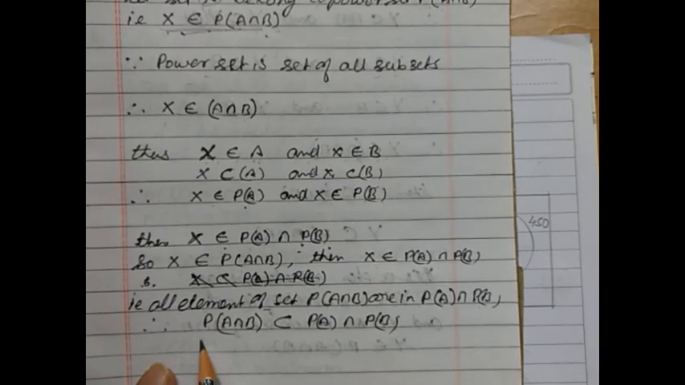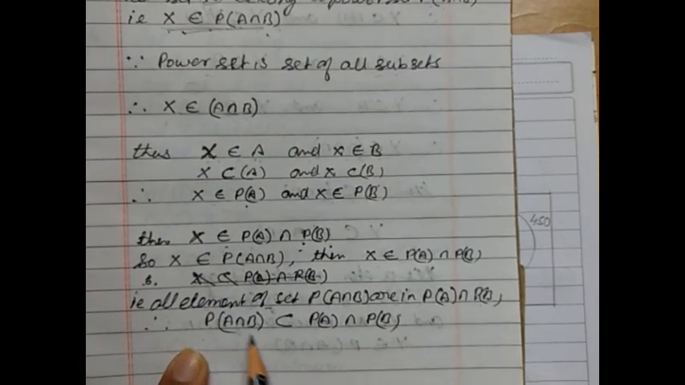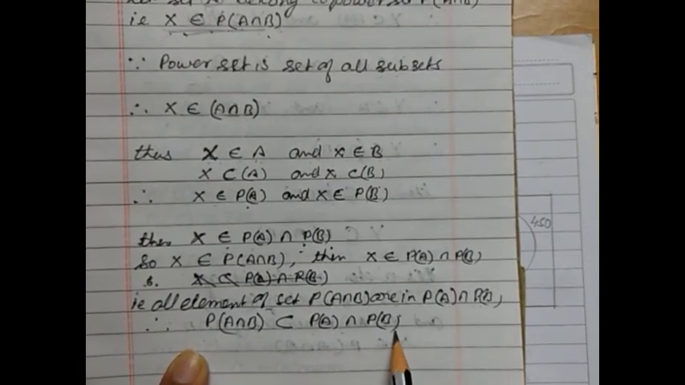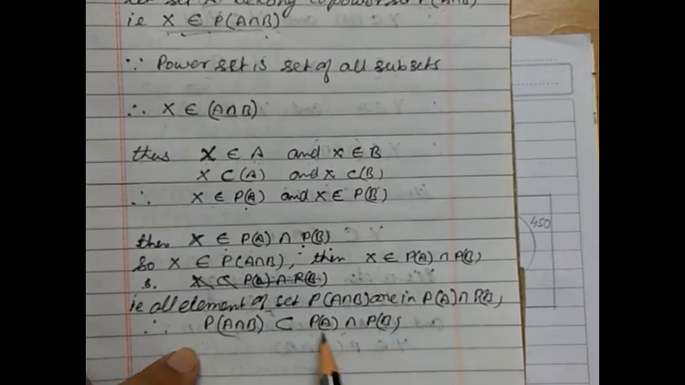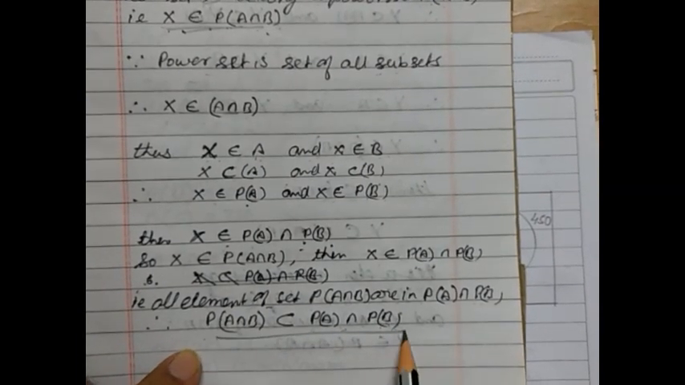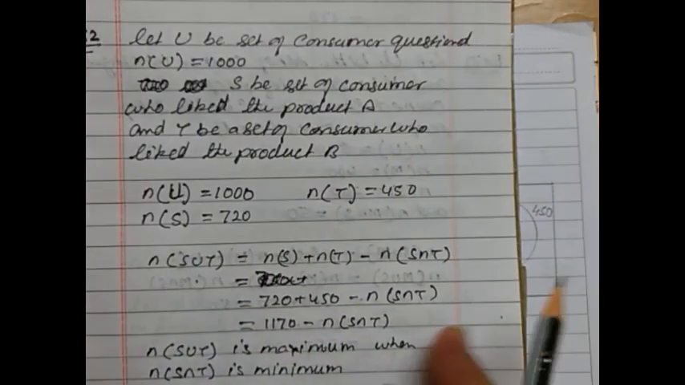So we can say power set of A intersection B is a subset of power set of A intersection power set of B. So this we have proved it. So similarly, we can prove the other way also.